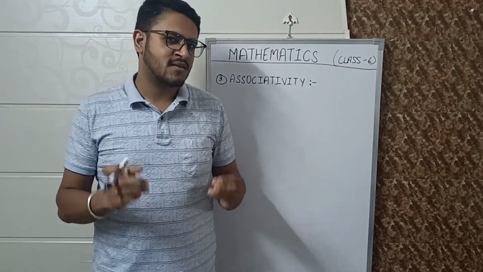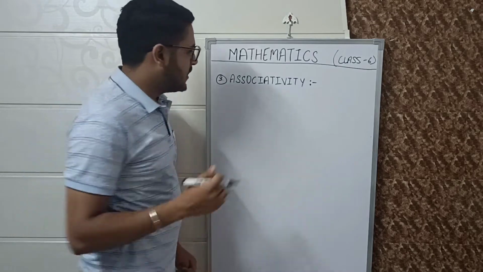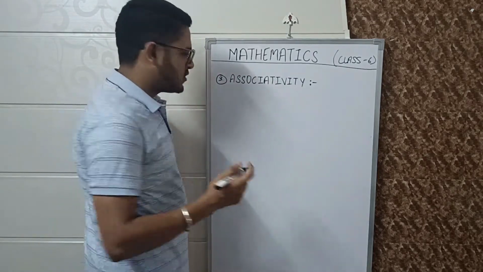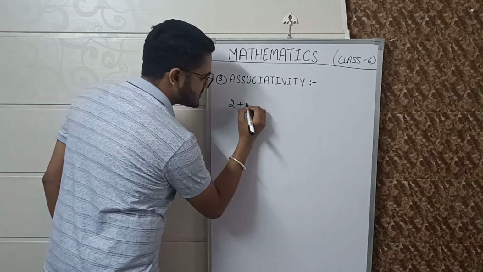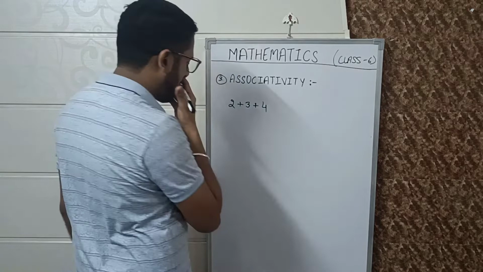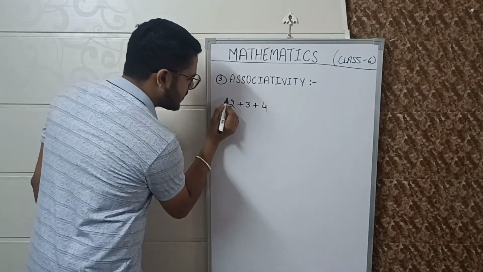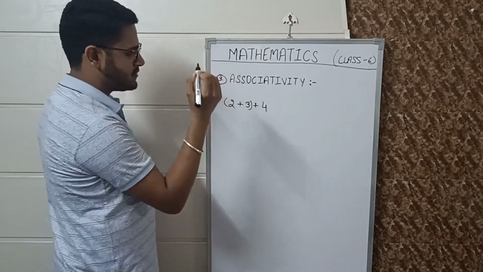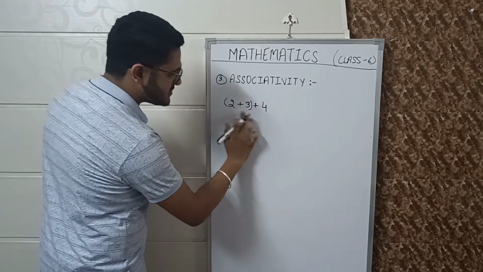Now let's talk about the third property of whole numbers. The third property is associativity. Now let's add three whole numbers, say 2 plus 3 plus 4. What we do is we associate the first two.